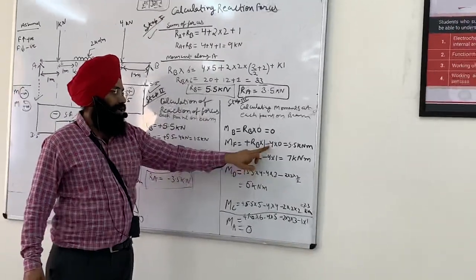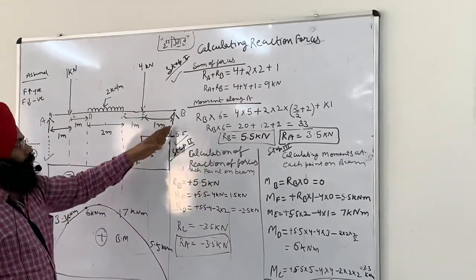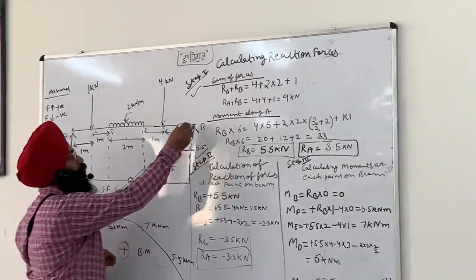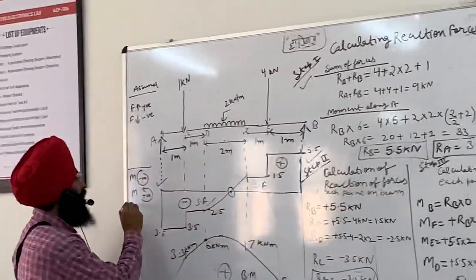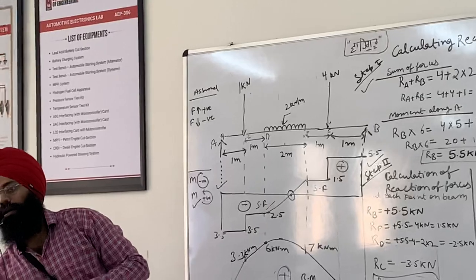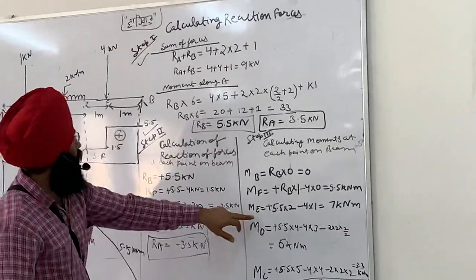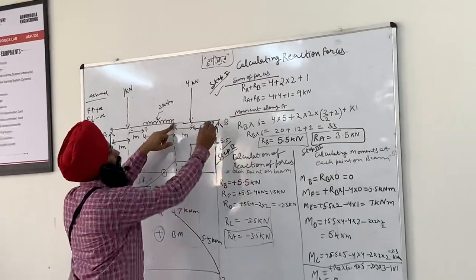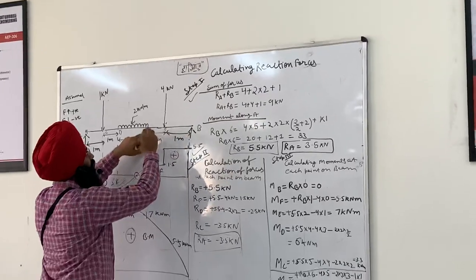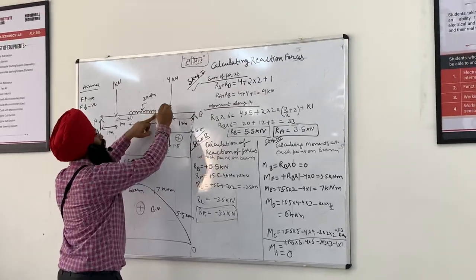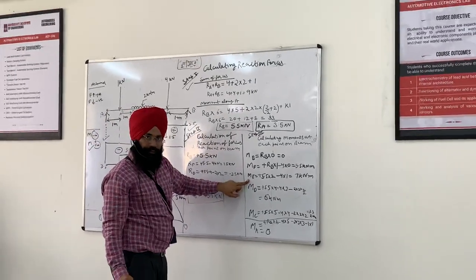So minus 4 into 0, the value is positive 5.5. Why is it positive? Because when it moves in this direction, it is anti-clockwise, and you have proved earlier that anti-clockwise is positive, assumed clockwise. ME, this point: RE into 2, positive. MF into 1, negative. Clear?